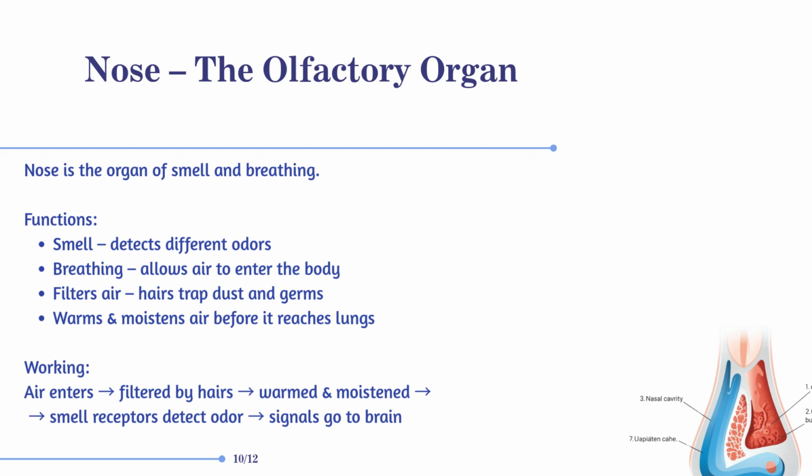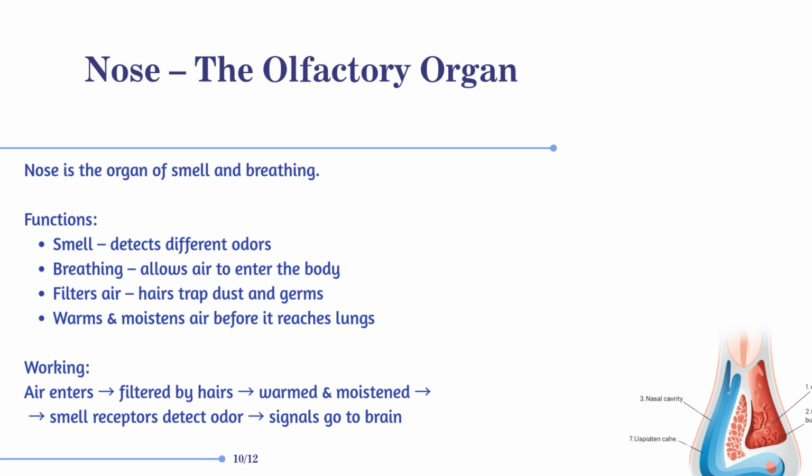Next and last sense organ is the nose. The nose is the organ of smell and breathing. Its function is to smell, breathe, filter the air, and warm and moisten the air before it reaches the lungs. Its working is very simple.